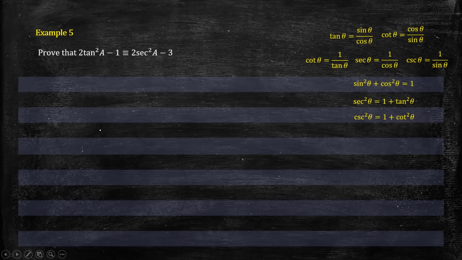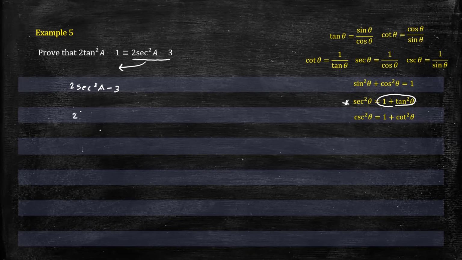In example 5, we want to prove that 2 tan squared a minus 1 is equivalent to 2 sec squared a minus 3. In this question, we'll go from the right side and attempt to turn that into the left side. But actually, you can go in both directions for this question because they're of similar difficulty. So let's write 2 sec squared a minus 3. Now, what I'm going to do is change the sec squared a to be 1 plus tan squared a using this rule on the right side. So I'll write that as 2 times 1 plus tan squared a, minus 3.